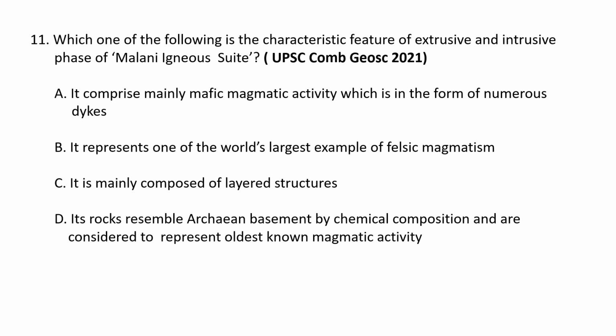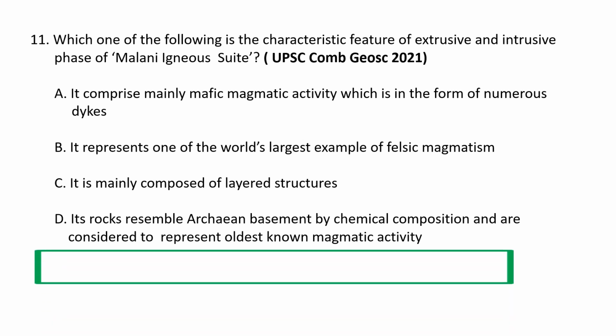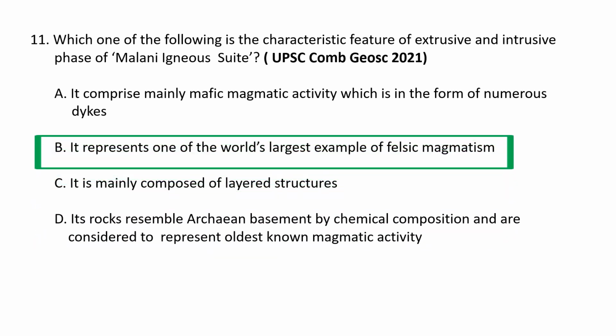So the Malani igneous suite represents one of the world's largest examples of felsic magmatism. So this is very important. So B is the correct option.